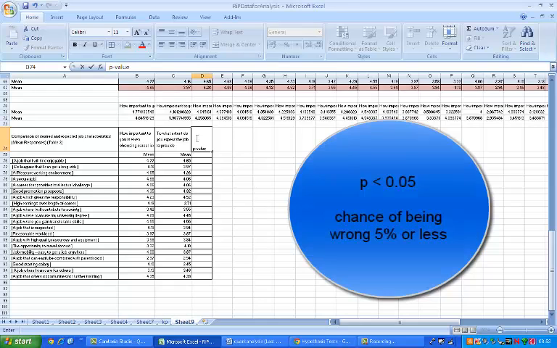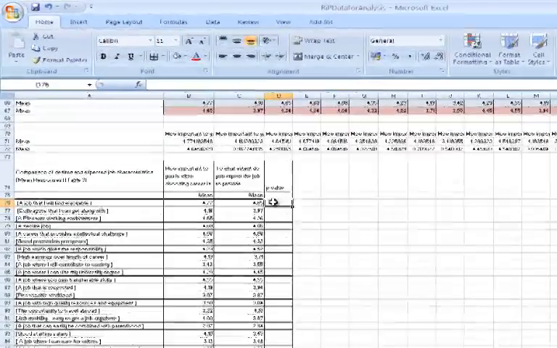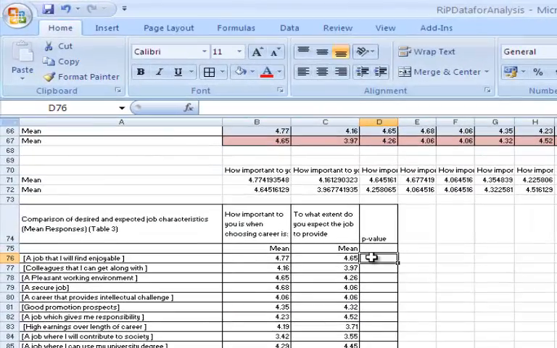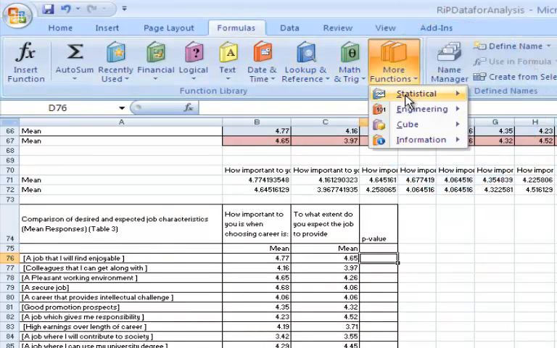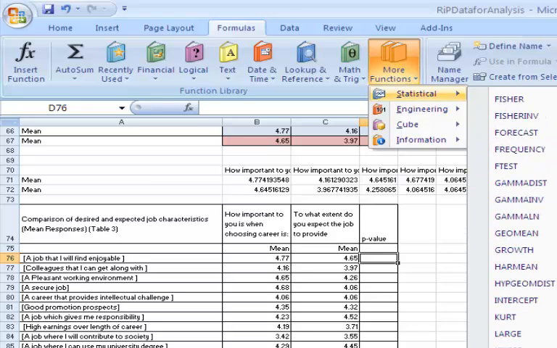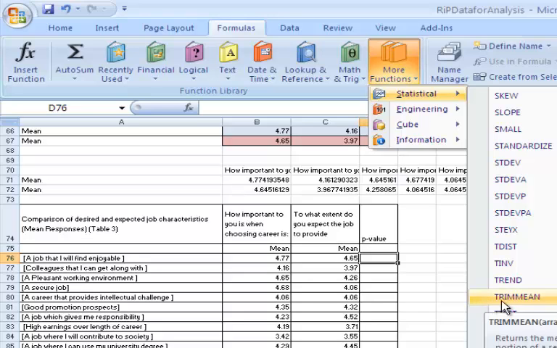And then what we need to do is to compare those two sets of values to find out what p is, and then we can decide whether to accept or reject the null hypothesis. So to do that, click where I want my answer. Now I know, because I've looked at the sheet, that the test I need to do on this particular data is the t-test. So I'm going to Formulas, More Functions, Statistical. I'm going to scroll down to find the t-test.